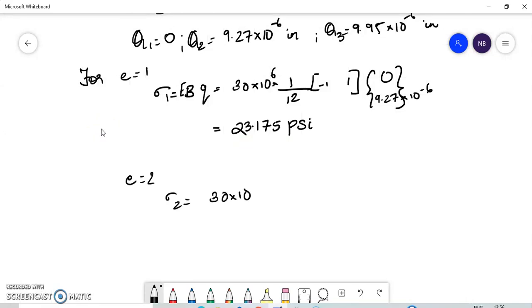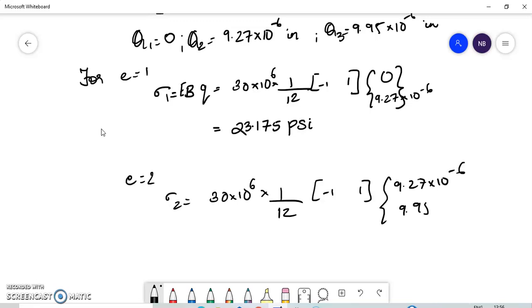Similarly, for element 2, sigma 2 equals 30 into 10 to the power 6, 1 by 12, minus 1, 1, times 9.27 into 10 to the power minus 6, 9.95 into 10 to the power minus 6, and the value we get is 1.7 psi.